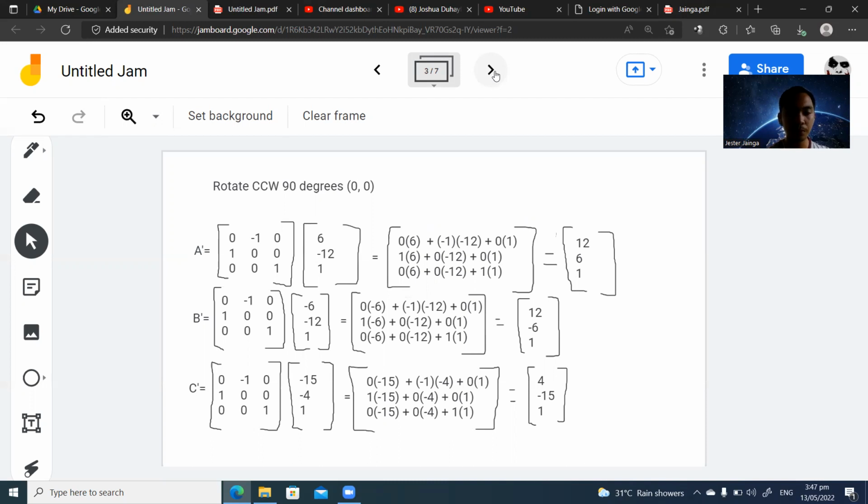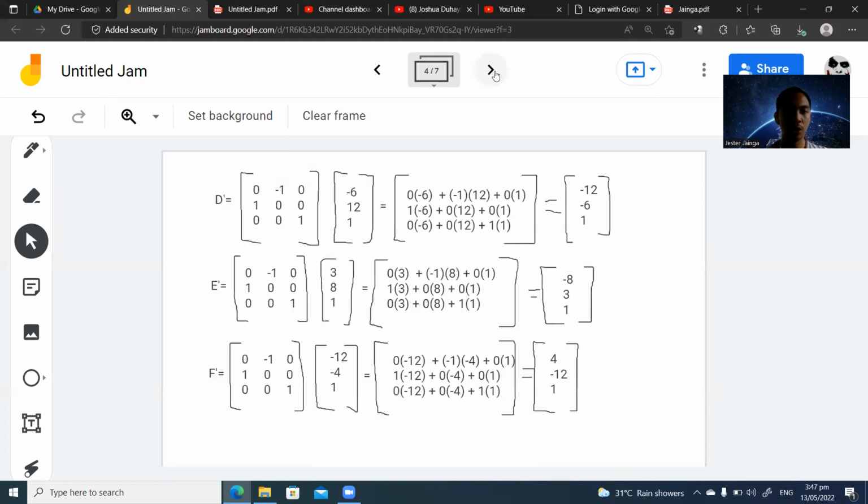For the C, the value is -15 and then -4. So the solution, 0 times -15 plus -1 times -4 plus 0 times 1. Next, 1 times -15 plus 0 times -4 plus 0 times 1. And then 0 times -15 plus 0 times -4 plus 1 times 1. And the new value is 4 and then -15.